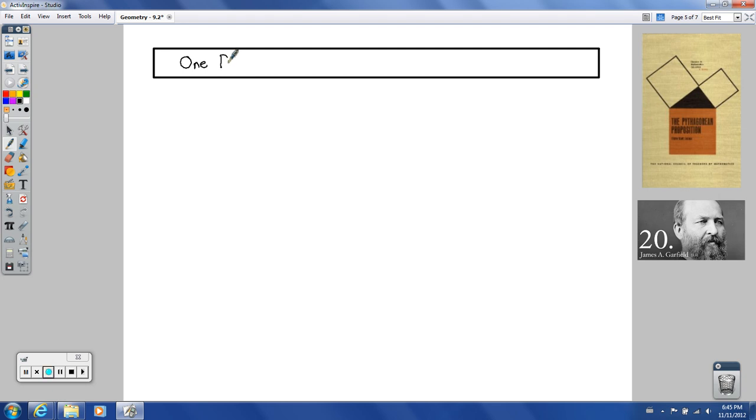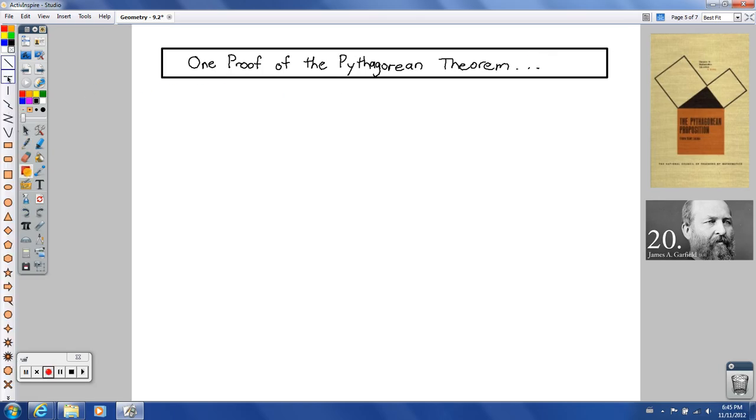So this is one proof of the Pythagorean theorem. How many proofs are there, you may ask? Well, that's a question we'll talk about after we prove the Pythagorean theorem in this way. This is just one way to prove the Pythagorean theorem. So let's show you how this is done.